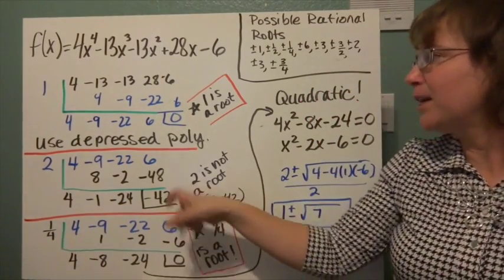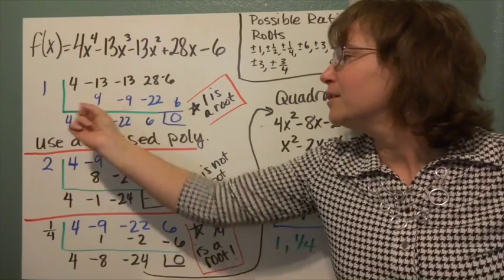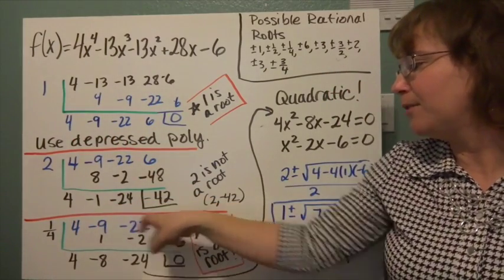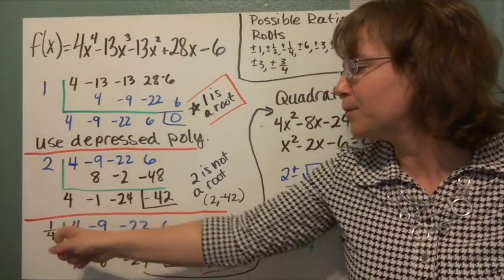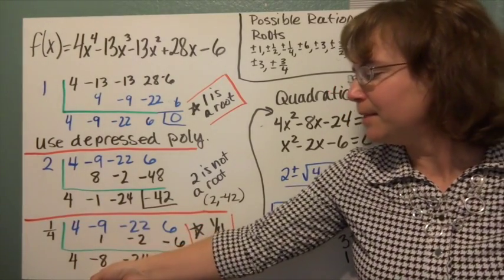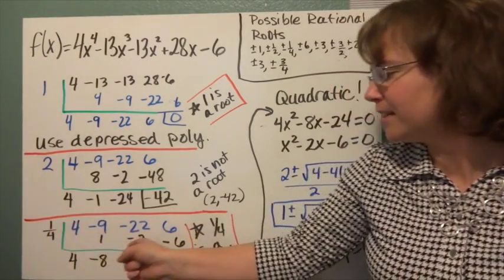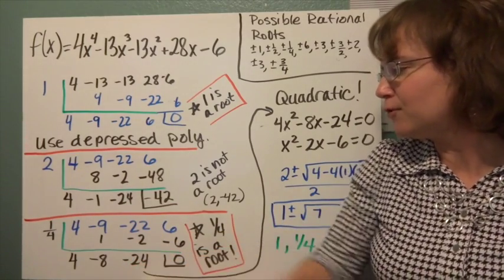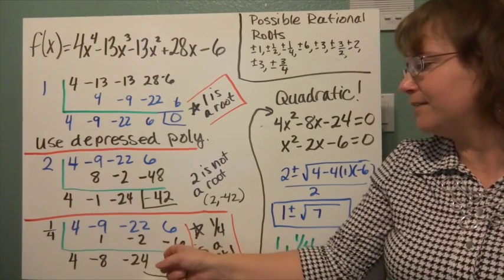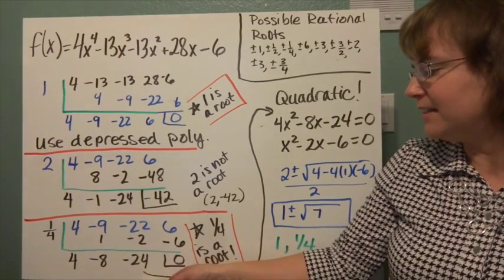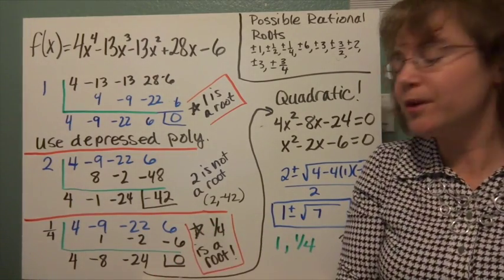And I'm using that depressed polynomial from up here. So that's that same depressed polynomial I rewrote up here. 1/4, bring down the 4. 4 times 1/4 is 1. Add them, -8. -8 times 1/4 is -2. Add them, -24. -24 times 1/4 is going to give me a -6. Add them, and I have a 0. So I know 1/4 is a root.